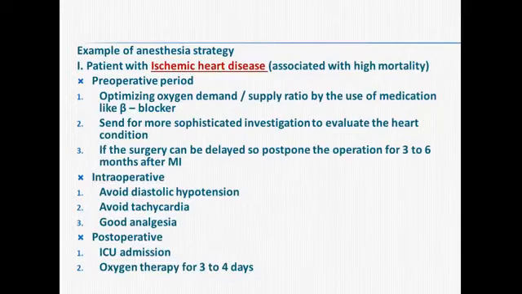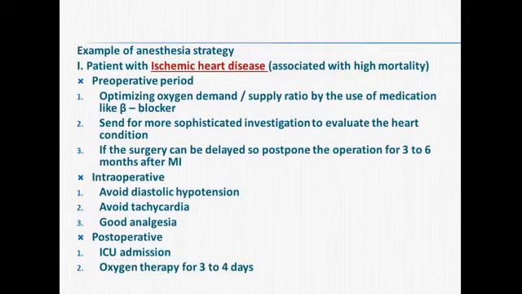Examples of anesthesia strategy. First example, we have a patient with ischemic heart disease associated with high risk of mortality. And as we said, we divide the periods of anesthesia into preoperative period, intraoperative period, and postoperative period. In the preoperative period, we do optimizing of oxygen demand supply ratio by the use of medication like beta blocker.